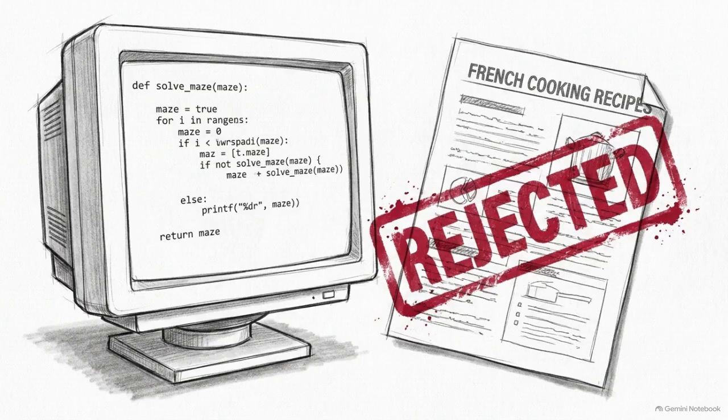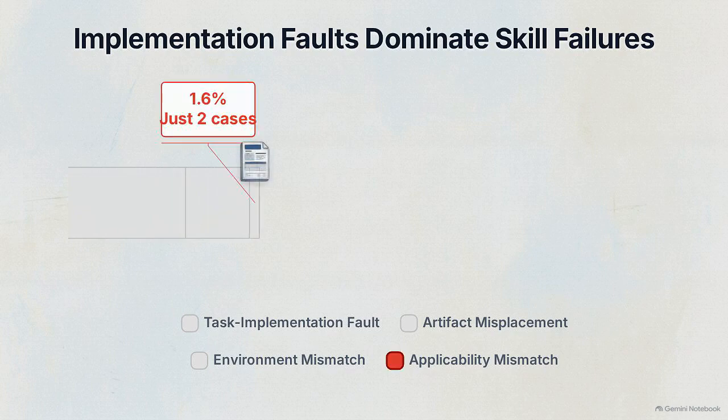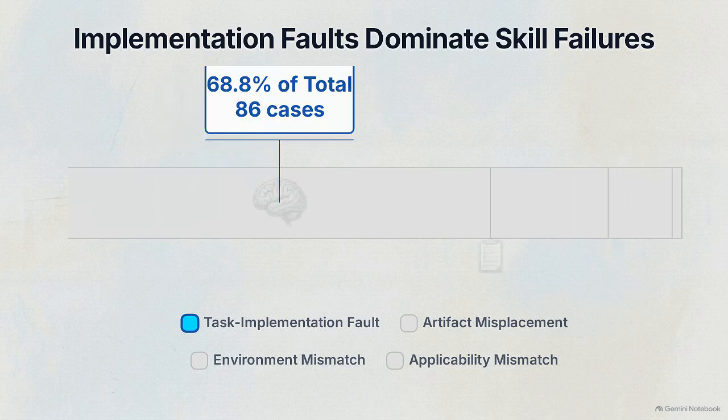And the data from these confirmed cases completely dismantles conventional engineering assumptions. The first major engineering misconception is that an LLM agent fails because a retrieved skill is entirely irrelevant to the task. This proportional chart visualizes the 125 confirmed functional failures in the dataset. Look at the data for applicability mismatches, skills that were genuinely irrelevant. They account for a statistically insignificant 1.6% of all failures, just 2 cases.